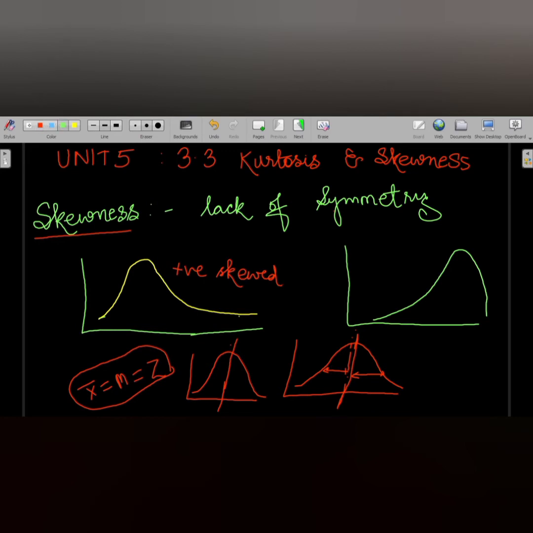Positively skewed diagram. Clear? So here we see that mean is greater than median is greater than mode. Now if the tail is deviated towards the left side, or we can say more deviated towards the left side, then it is negatively skewed. Clear? Here the mean will be less than the median, which will be less than the mode. Clear? I hope the term skewness is clear to you all. If so, give a thumbs up.